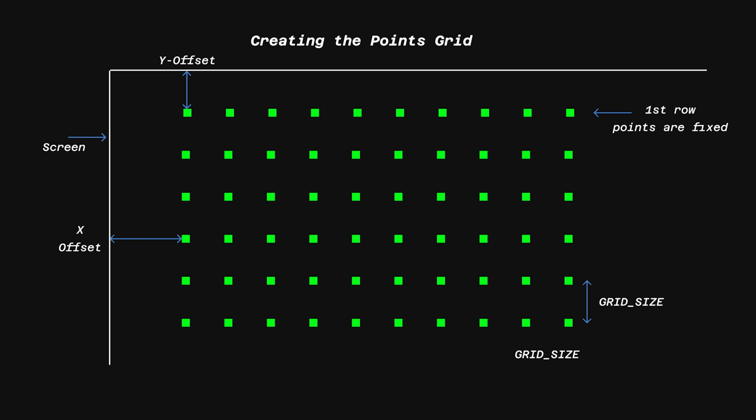Now we determine which points are fixed. The points in the top row are fixed under specific conditions. Every fifth point and the last point in the row are all anchored.